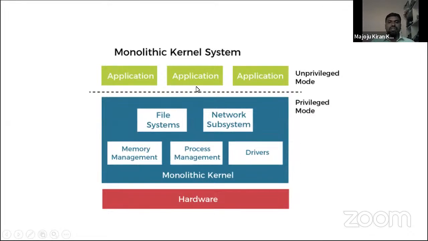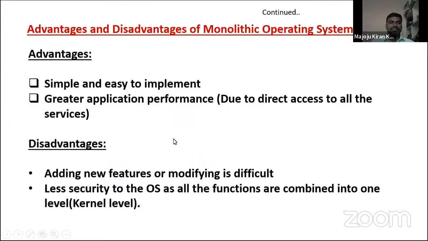So instead of providing direct access to application programs, we are combining all these operating system functions into a single component called the monolithic kernel. The monolithic kernel is responsible for providing all these basic functions of the operating system. So that is the structure of the monolithic operating system. Let us see the advantages and disadvantages.